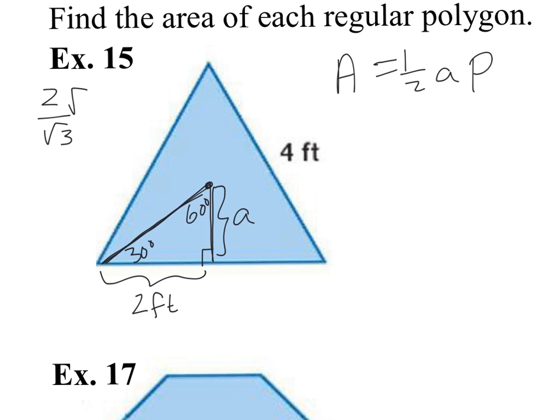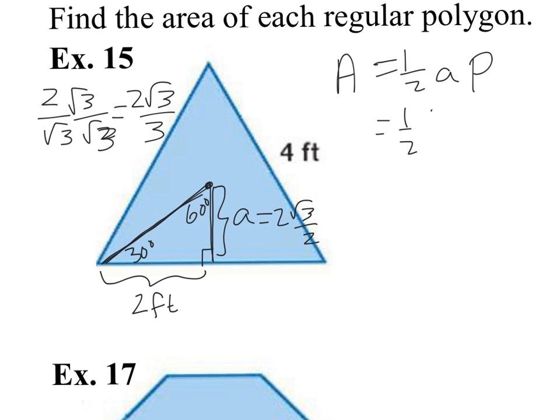And then let's go ahead and rationalize that. So we would get 2 square root of 3 all over 3. So our apothem measures 2 square root of 3 over 3. So to find the area, we'll take 1/2 times that apothem of 2 square root of 3 all over 3.